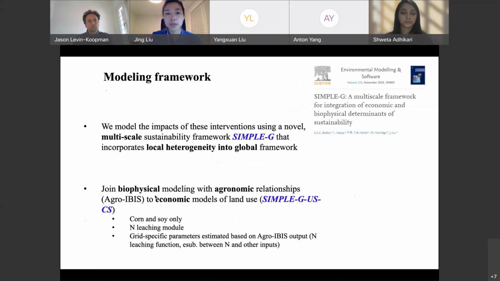The modeling framework: we adopted the recently developed SIMPLE-G model. Iman, who is hosting the session, led the work. The paper was published last year. It's a gridded partial equilibrium model. But for this project, we developed a special version of SIMPLE-G. We call it SIMPLE-GUS-CS. CS is for corn soy.